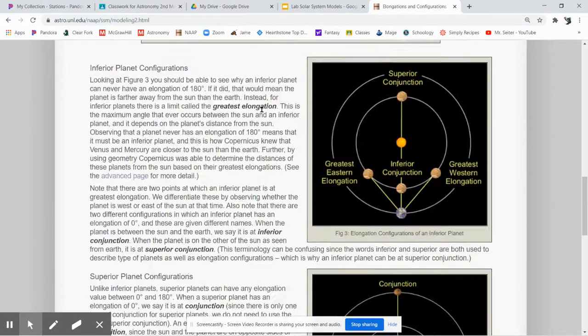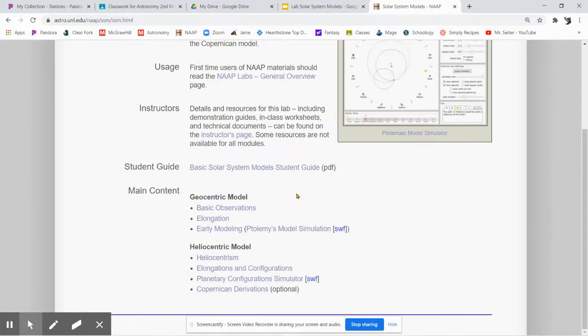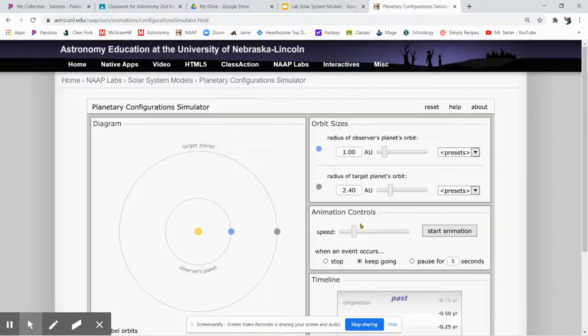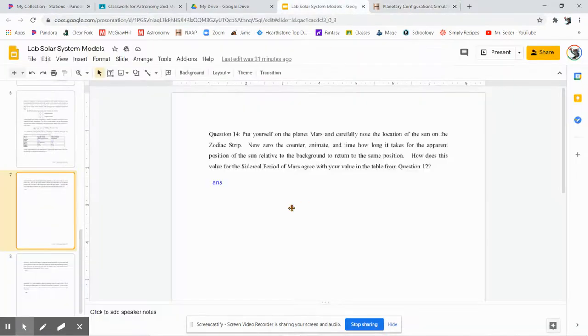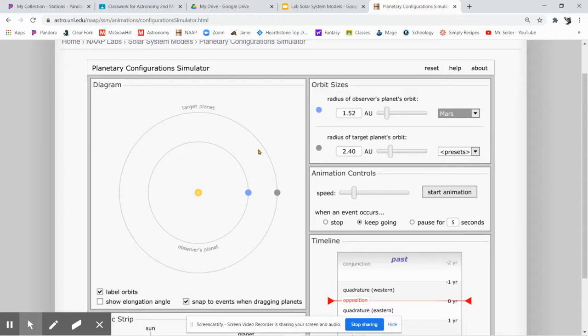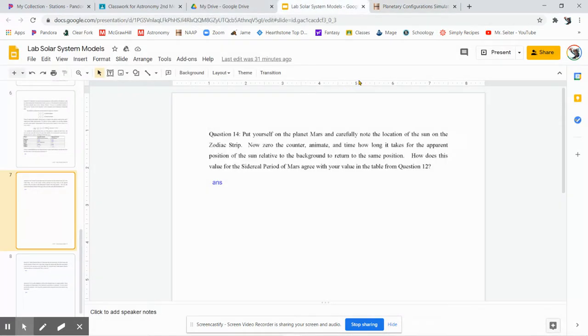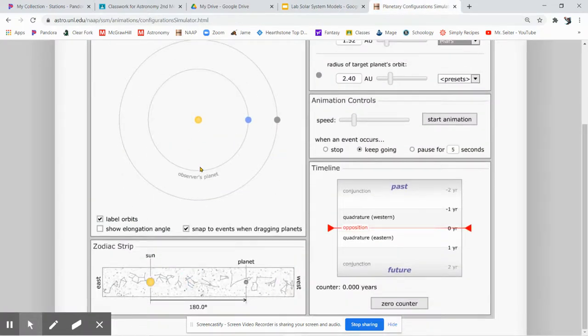We're going to go back to here. Let's see what it tells us to do again. Put yourself on the planet Mars. We're going to be on Mars. Boom. All right. Now zero the counter and animate. Look at the zodiac strip. So you want to look down here. We're in opposition. Here's where we are. Here's the sun.